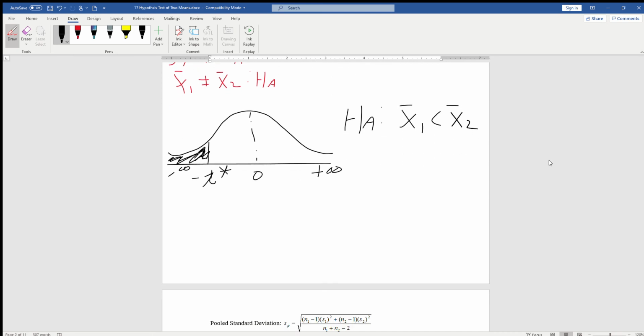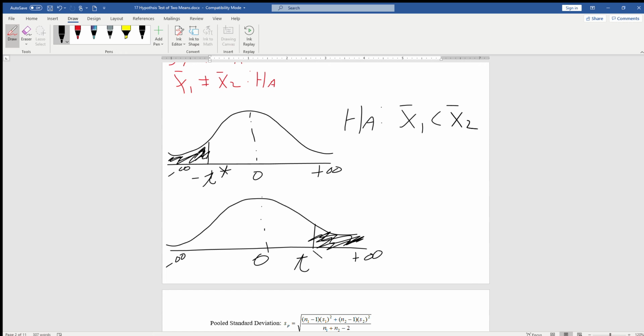If for some reason we have a right tail test, same exact distribution, except we're going to have a right tail as the reject region. Negative infinity, 0, and positive infinity are going to be our benchmarks for the endpoints and middle. And then t critical is the value in the center. And again, that's if we have x bar 1 greater than x bar 2.